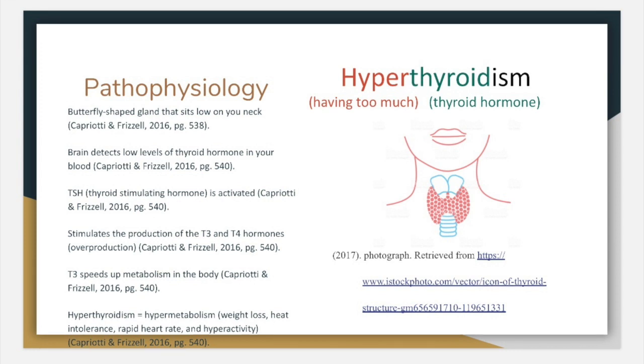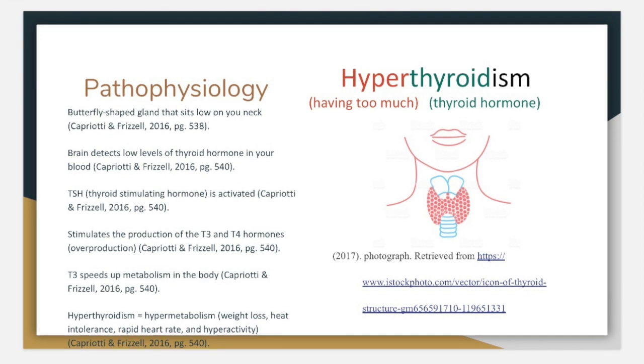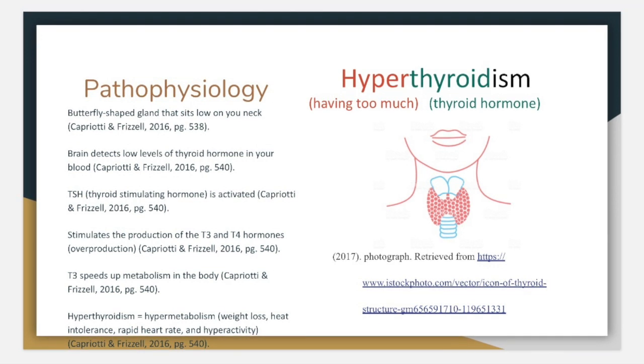The word hyperthyroidism can be split up to show its meaning. Hyper being that there is too much, and thyroid referring to thyroid hormone. So essentially, the thyroid gland creates too much thyroid hormone, and this is what causes hyperthyroidism to occur. The thyroid gland is a butterfly-shaped gland that sits low on your neck, as seen in the picture.